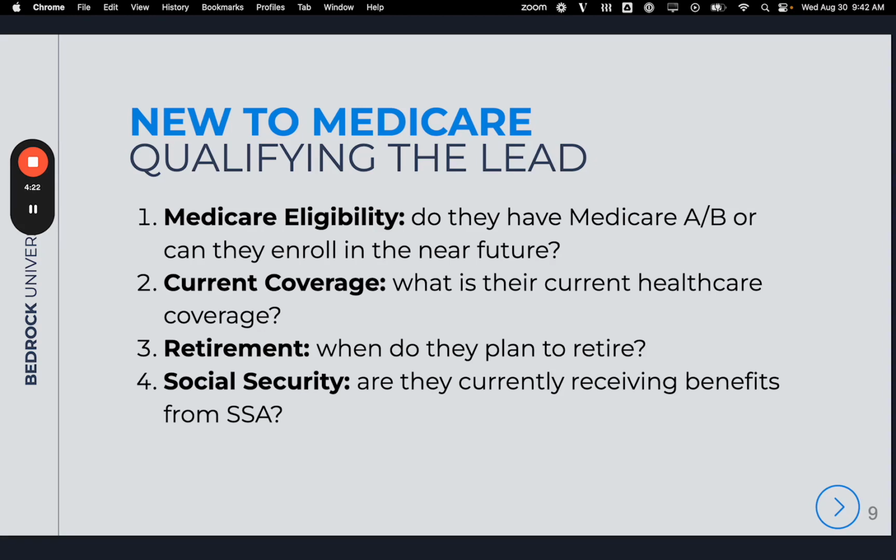Two, current coverage. What is their current healthcare coverage? Depending on the type of coverage they have, they may or may not be able to continue with that coverage instead of taking Medicare. Additionally, some retirement and/or government retirement plans can impact Medicare. It's important to know the difference.